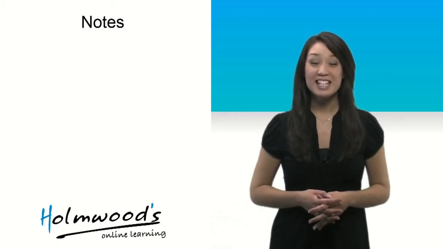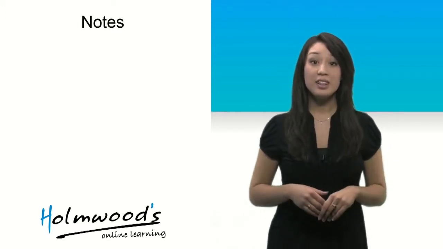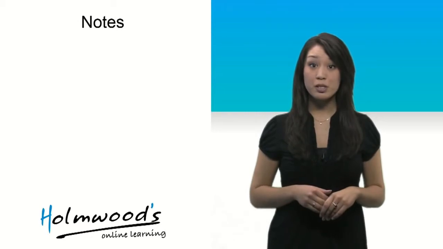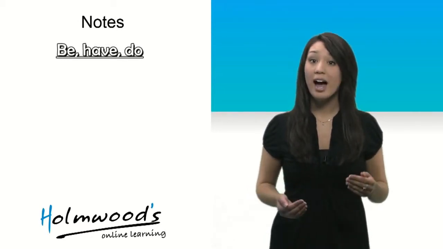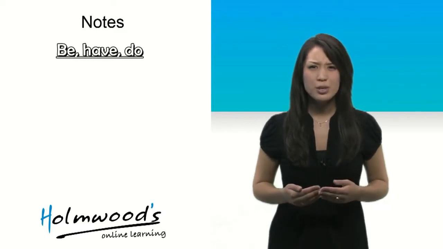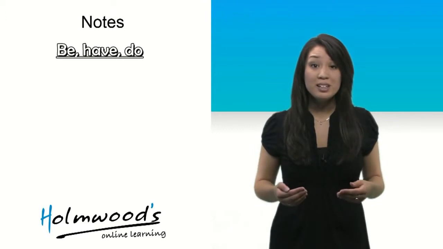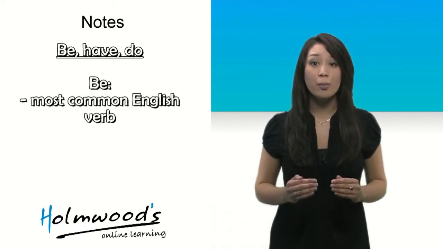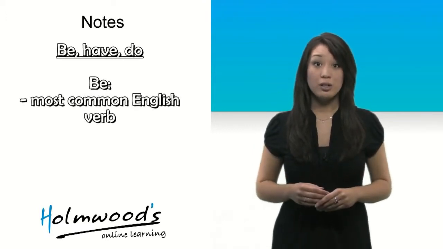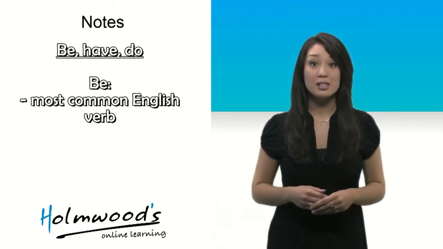Hello! Today I am going to teach you about 3 special verbs in English. These 3 important verbs are be, have, and do. Why are these 3 verbs so important? First, be is the most common verb in English. We use a form of be in lots and lots of sentences.